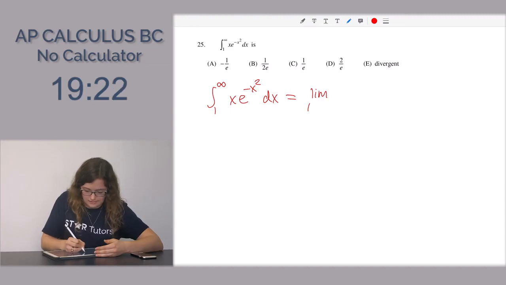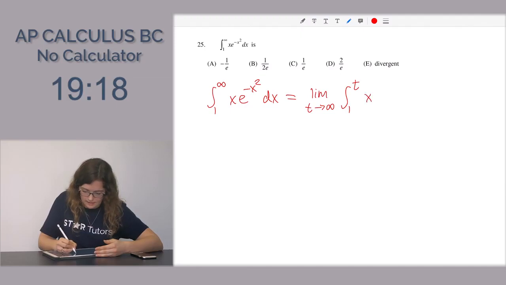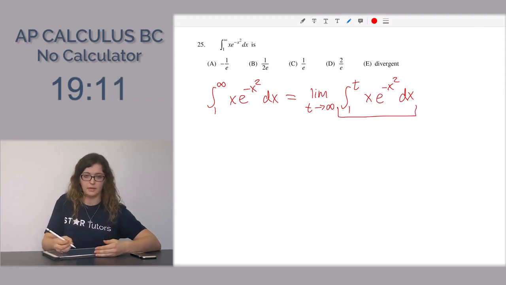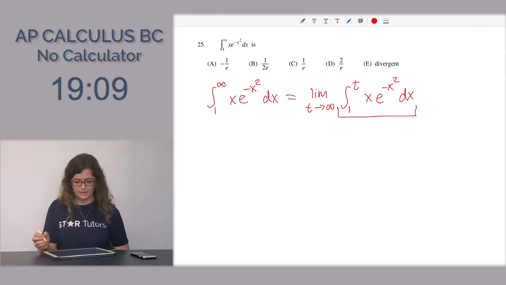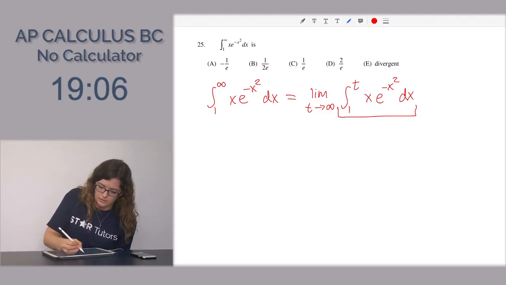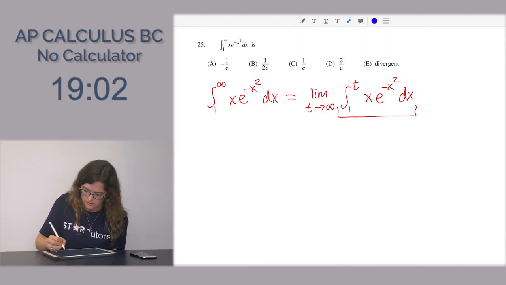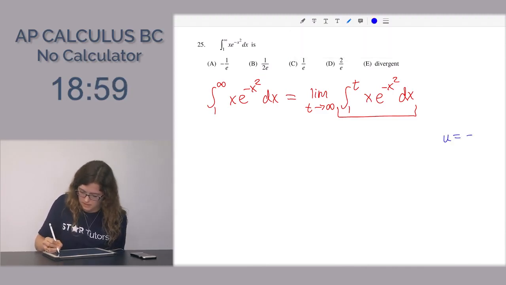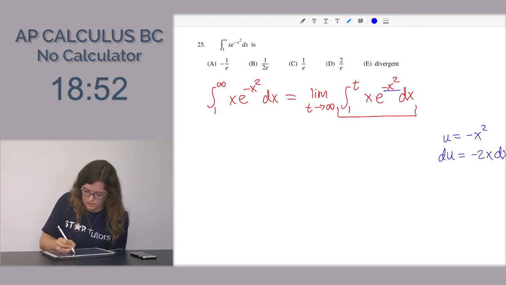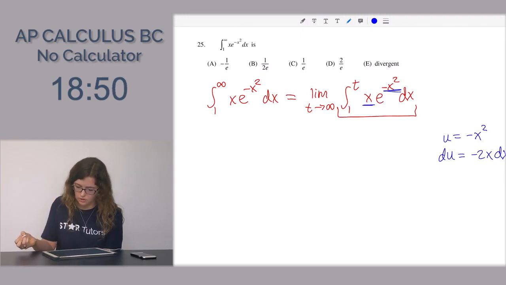So I'm going to say the limit as t goes to infinity of the integral from 1 to t of x e to the minus x squared dx. Now I need to find each of these integrals for a given t bigger than 1, and then I'll take the limit. To do that, I'm going to do a u-substitution. I'll pick u to be negative x squared, so that du is negative 2x dx. I'm doing that because I have a function and its derivative, so this should work out.